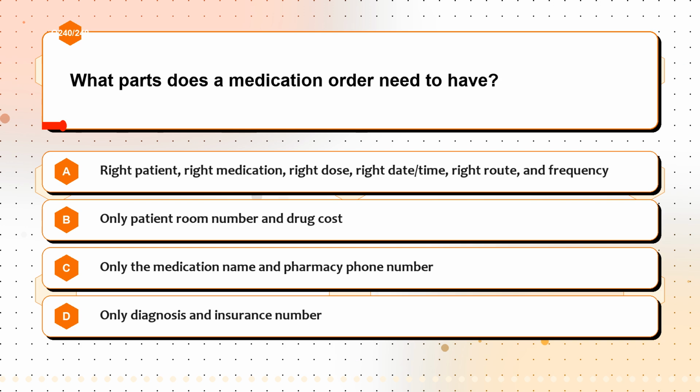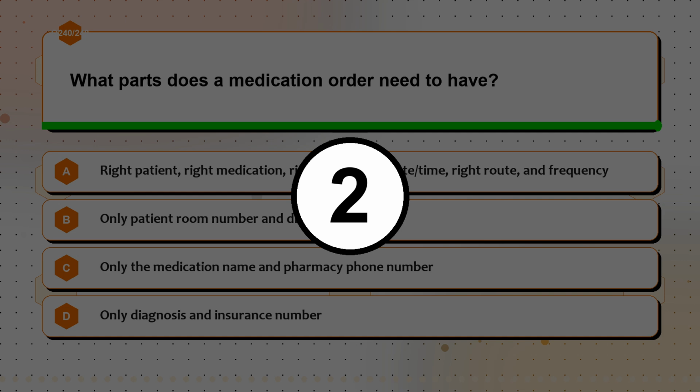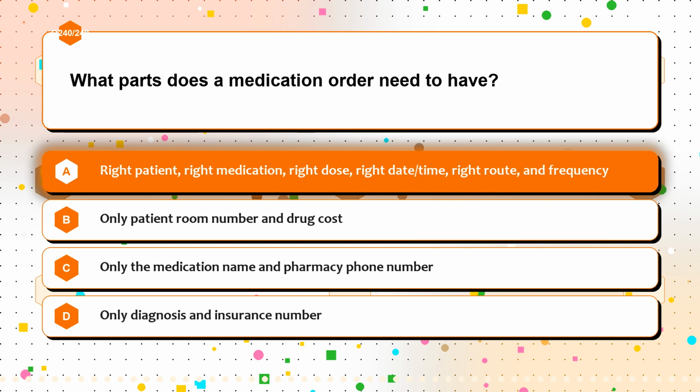Question 240. What parts does a medication order need to have? Here are the options. Option A, right patient, right medication, right dose, right date/time, right route, and frequency. Option B, only patient room number and drug cost. Option C, only the medication name and pharmacy phone number. Option D, only diagnosis and insurance number. The correct answer is option A, right patient, right medication, right dose, right date/time, right route, and frequency.